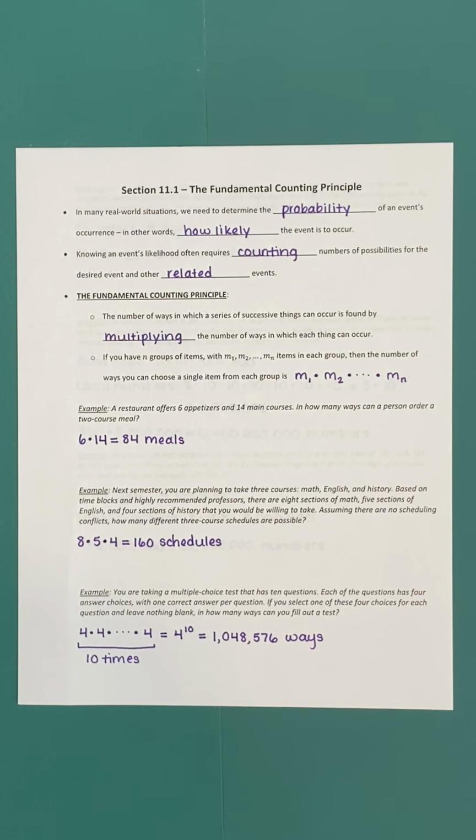In this video, we're going to talk about counting, and this is in preparation for our discussion of probability. In many real-world situations, we need to determine the probability of an event's occurrence. In other words, how likely that event is to occur versus another event. Knowing likelihood requires counting possibilities for that desired event and other related events.